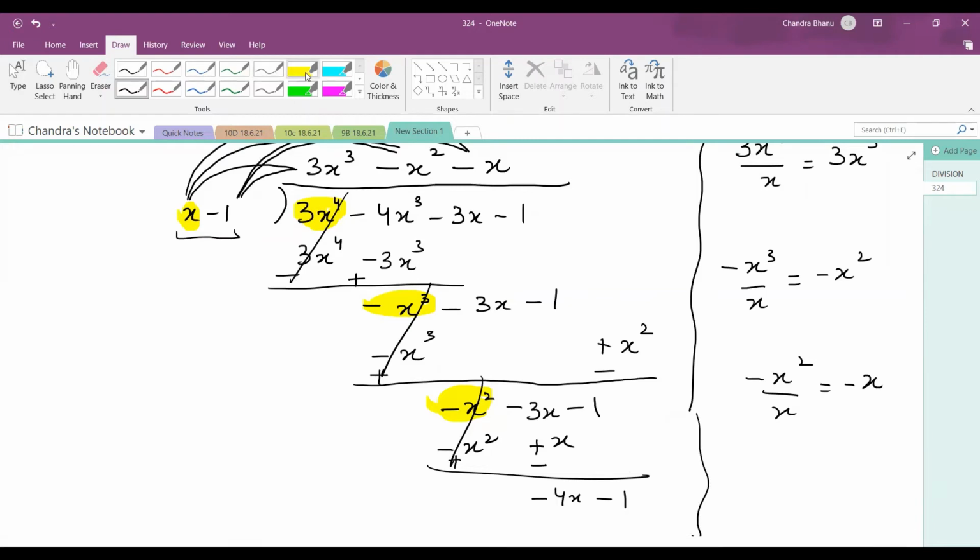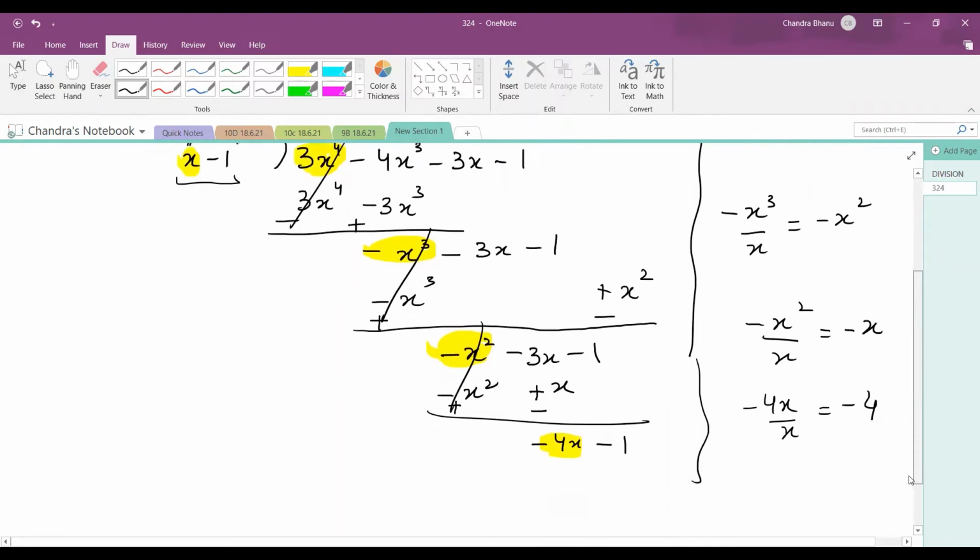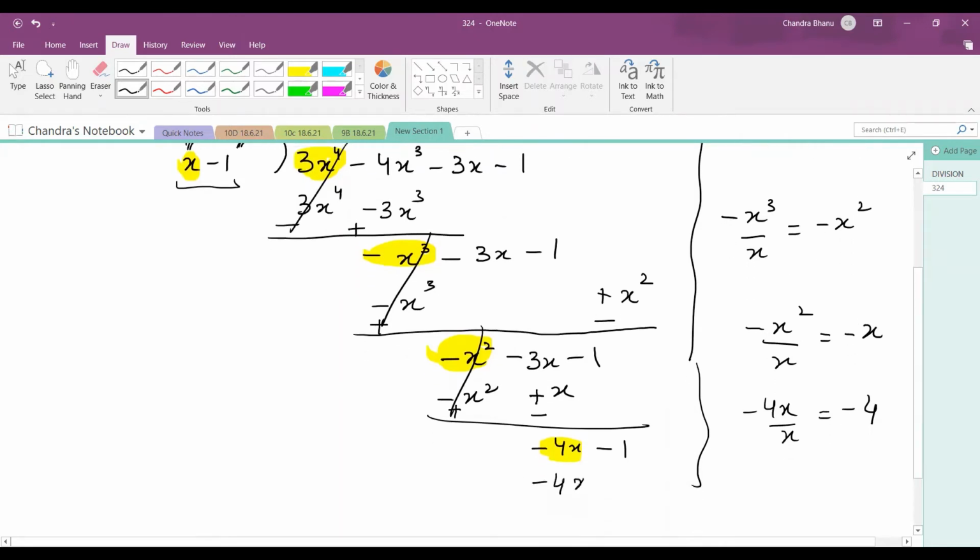Again, look at the first term of this step now. So minus 4x will be divided by x. So minus 4x upon x is minus 4. So what is the next term in the coefficient? It is minus 4. Now again, x will get multiplied with minus 4 first. So it will be minus 4x, and then minus 1 with minus 4 is plus 4. So minus 4x plus 4. Minus 4x plus 4. Change the signs.